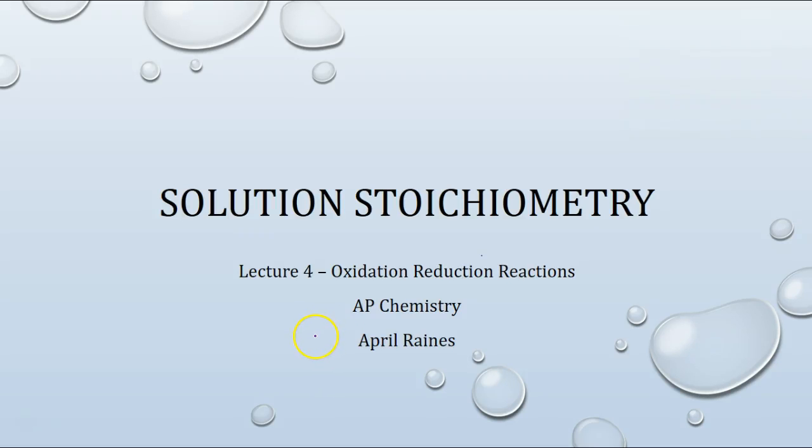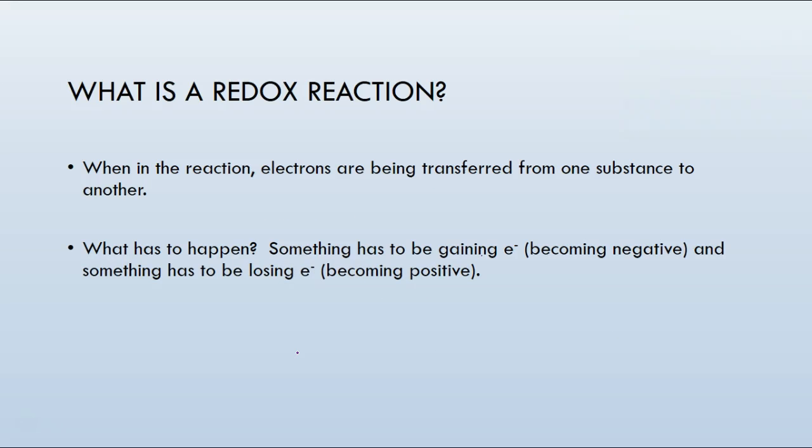Today we're going to start talking a little bit more about solution stoichiometry, but this time we're talking about oxidation reduction reactions and how we go about balancing them. Now, a little secret, most reactions are redox reactions. Actually, almost all are. Almost all do a transfer of electrons, which is what is required when we have a reaction. But in a redox reaction, there aren't equal numbers of electrons being transferred from one thing to another. We have an unequal transfer.